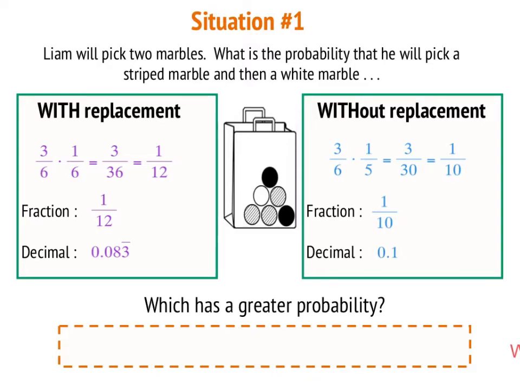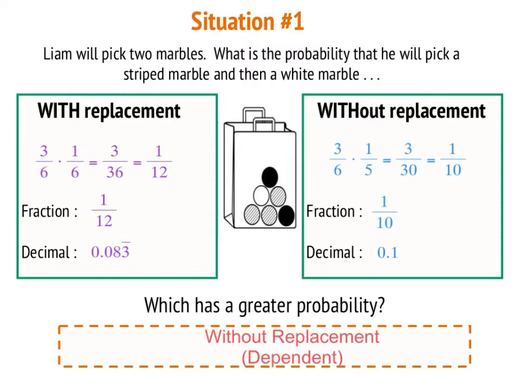Then it asks, which one is the greater probability? And in this case, the greater probability is without replacement. We can see that because 0.1 is greater than 0.083. The 1 is going to be more than the 0. So we know that without replacement, or in this case, dependent probability, is greater than with replacement or independent probability.